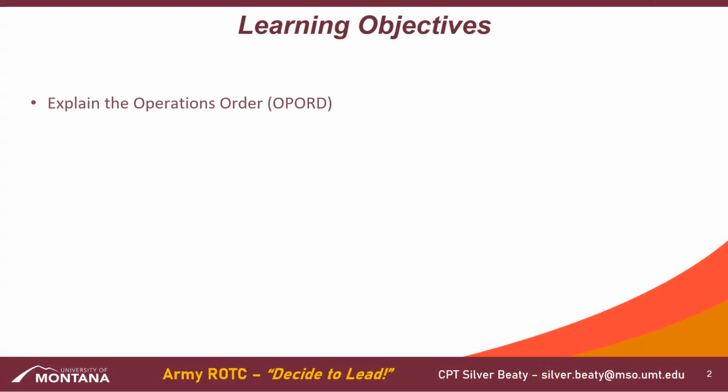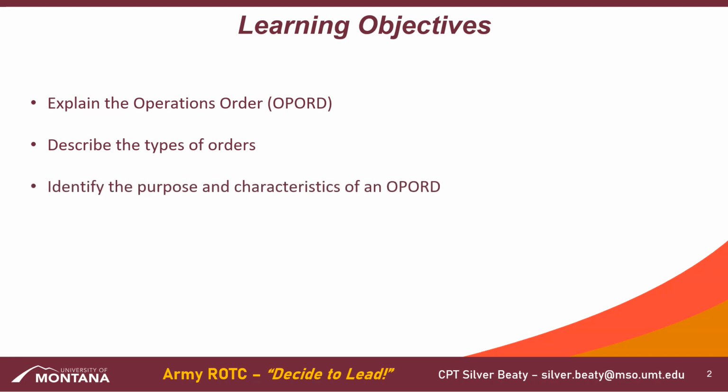So to start off with, we've got our learning objectives for this lesson. It's pretty short. We're just going to explain the operations order, also known as the OPORD. We're going to describe the different types of orders that there are, and then we're going to identify the purpose and the characteristics of an OPORD. This lesson is not going to dive into the details of the different paragraphs of the OPORD. That will be in OPORD II.